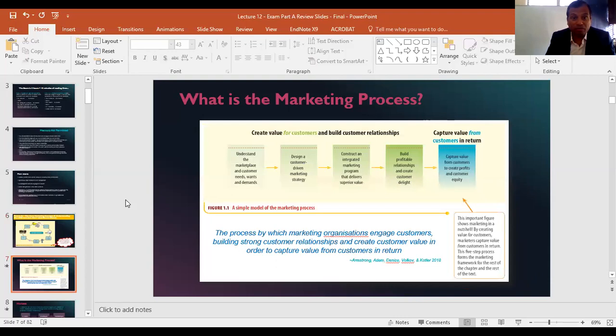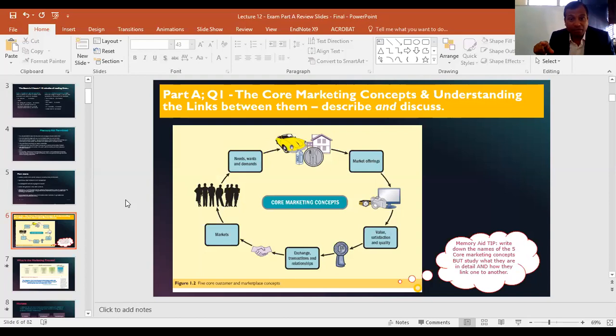Suppose this one will be part A and part B. In question one, 1A will be the linking between the components, and question B could be, suppose I ask, can you give one example where you notice the exchange, transaction, sort of relationship? Then you need to think about any business organization, any corporate examples where we have noticed it. Then you have to think critically, logically, try to build the arguments around that, and then you write the answer.